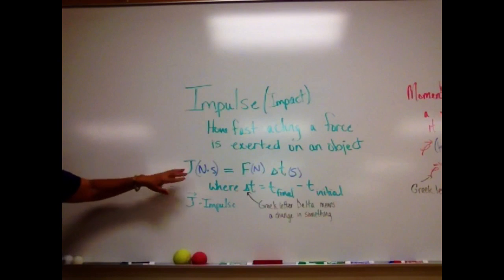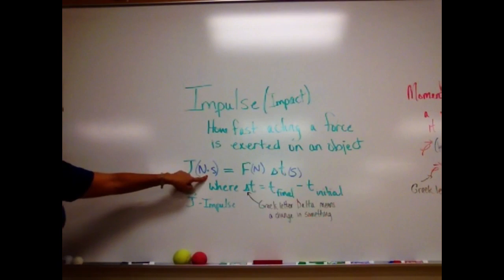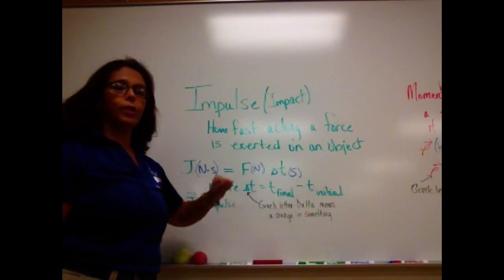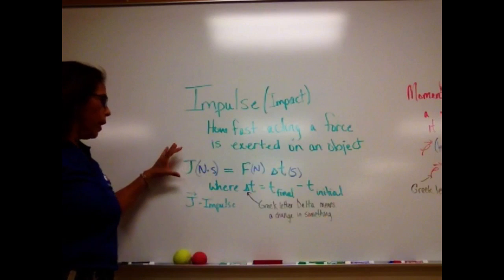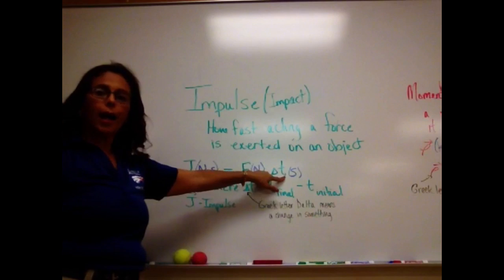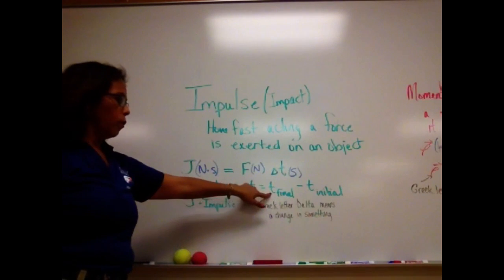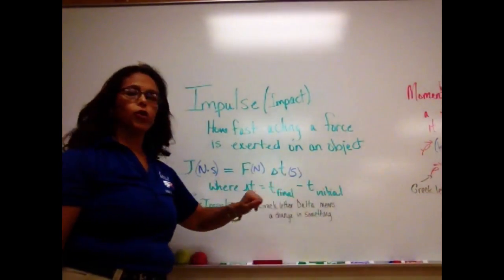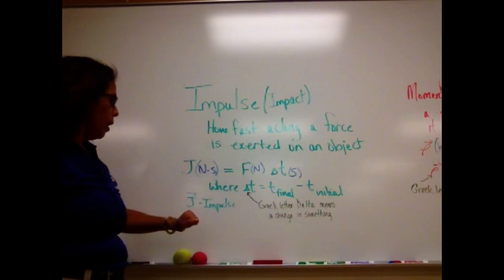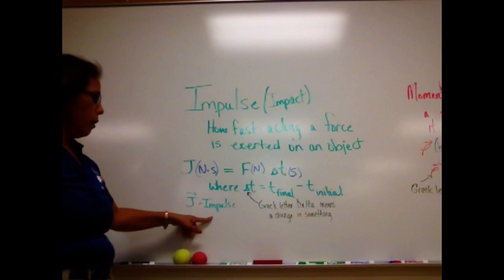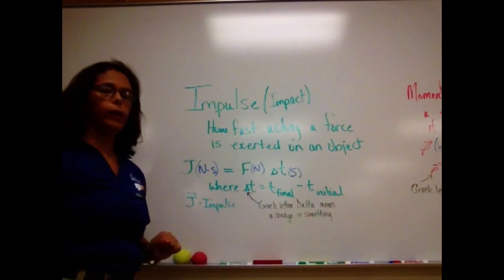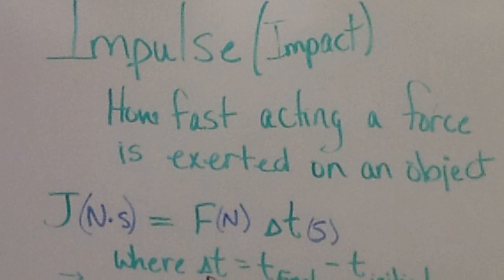The formula is impulse, whose units are Newton seconds, equal to force in newtons multiplied by the change in time, which is in seconds. So our impulse units would be a Newton second, where this change in time would be whatever time final was minus the initial time. In other words, how much time it actually spent on the object. J is the symbol for impulse, and this little triangle is the Greek letter delta, which means a change in something.